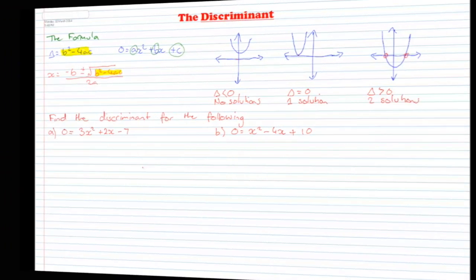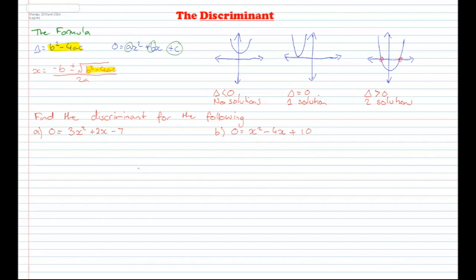Let's go. Alright, so let's have a look at a worked example for this. Now it says find the discriminant for the following. That is, for A, 0 is equal to 3x squared plus 2x minus 7, and B, 0 is equal to x squared minus 4x plus 10. So the very first thing we need to do is we need to go through and label our A, B and C value. So you can see here is our A value, we can see here is our B, and this is our C value. And we'll draw a circle around just to make it really clear, shall we?